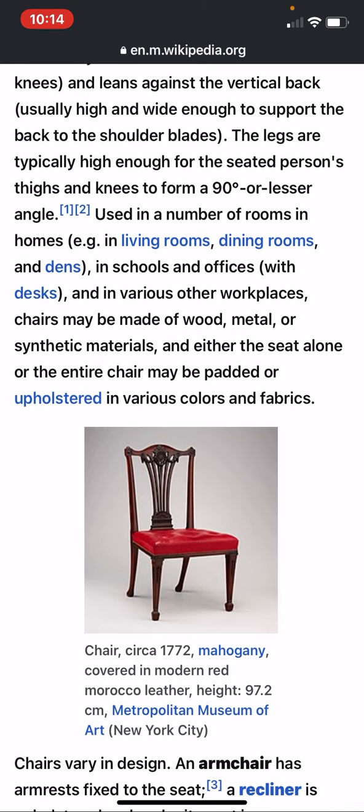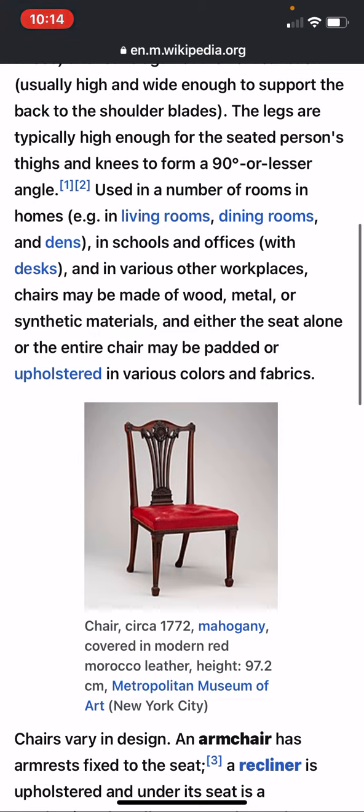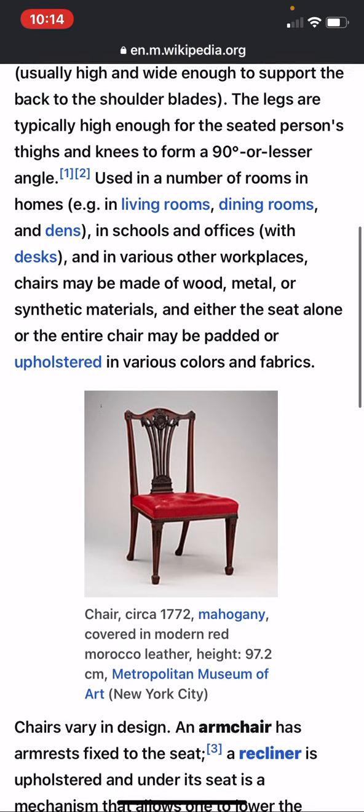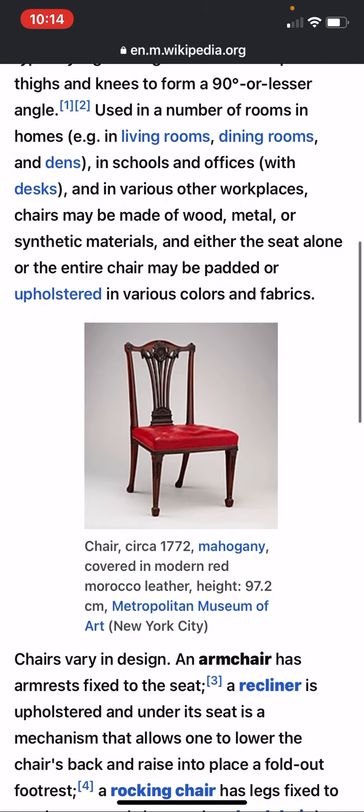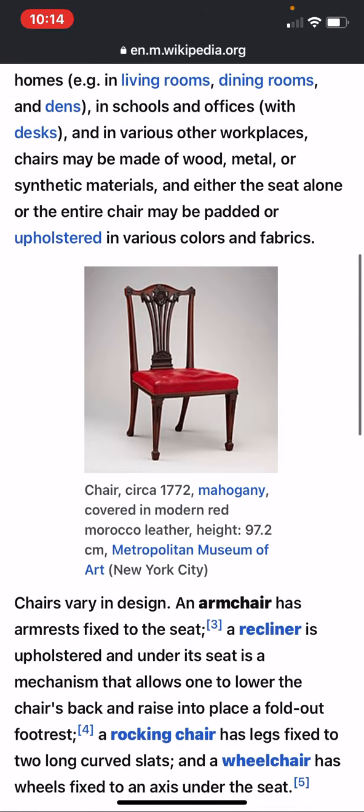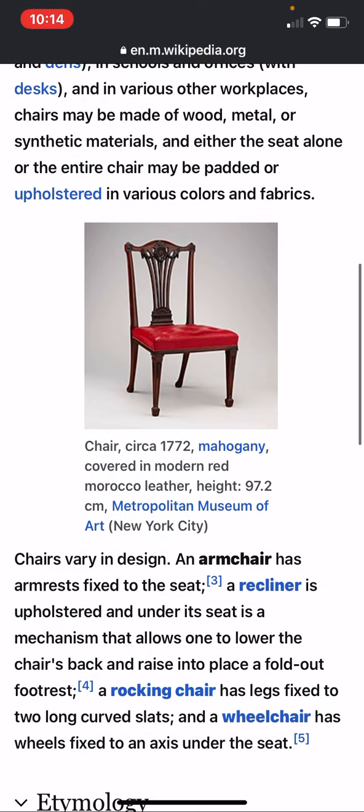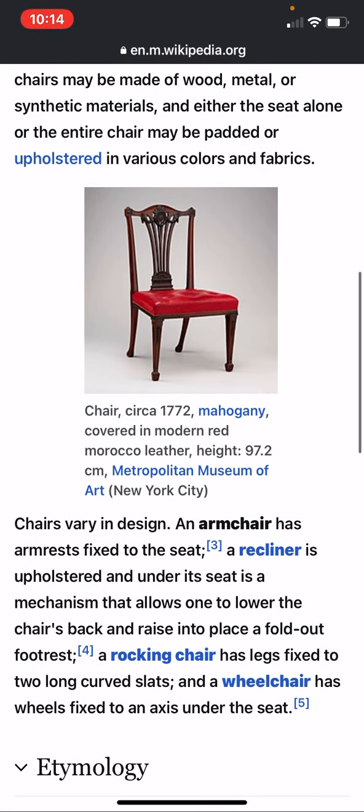The legs are typically high enough for the seated person's thighs and knees to form a 90-degree or lesser angle. Chairs are used in a number of homes, e.g., in living rooms, dining rooms, and dens, in schools and offices with desks, and in various other workplaces. Chairs may be made of wood, metal, or synthetic materials, and either the seat alone or the entire chair may be padded or upholstered in various colors or fabrics.